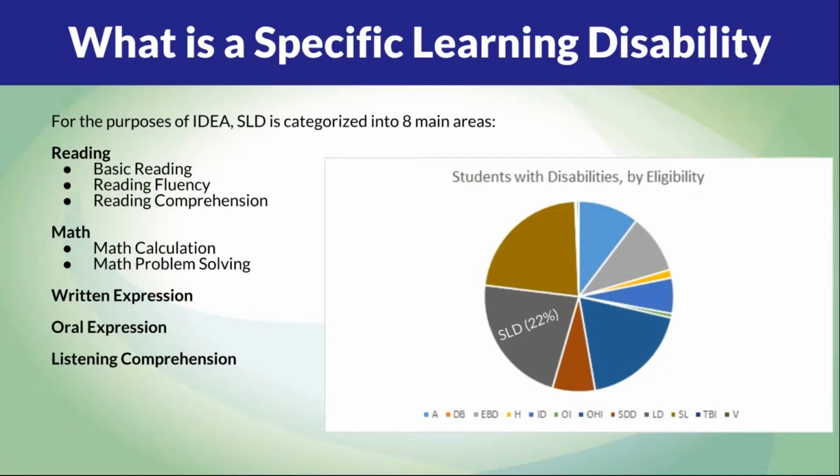And I put in here the graph. I thought you might be interested. This pie chart, it is not very pretty, but it is the students with disabilities by eligibility in the state of Wisconsin based on last year's data. About 22% of our students that are identified as having an IEP or needing an IEP have a specific learning disability. It's tied with speech and language impairment in terms of the highest proportion of students who are identified.